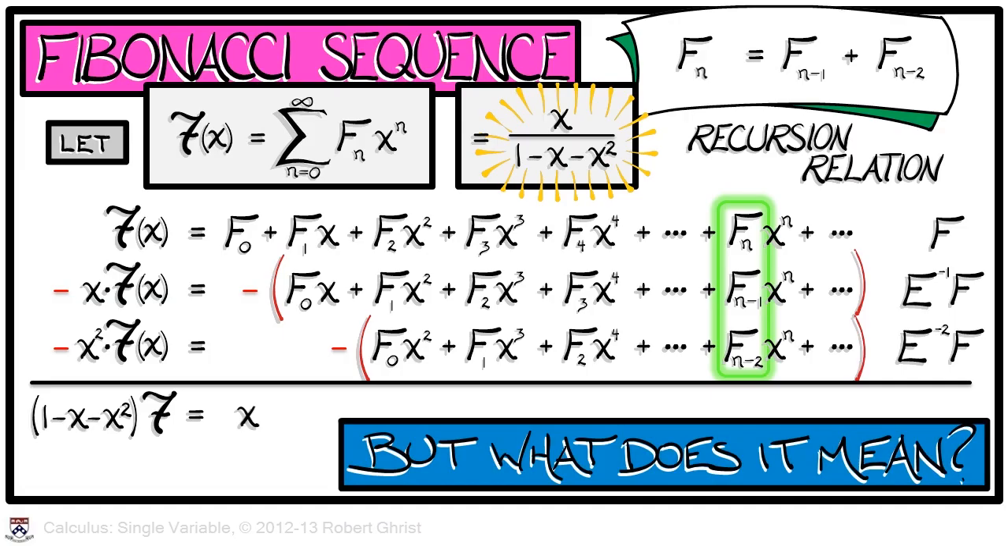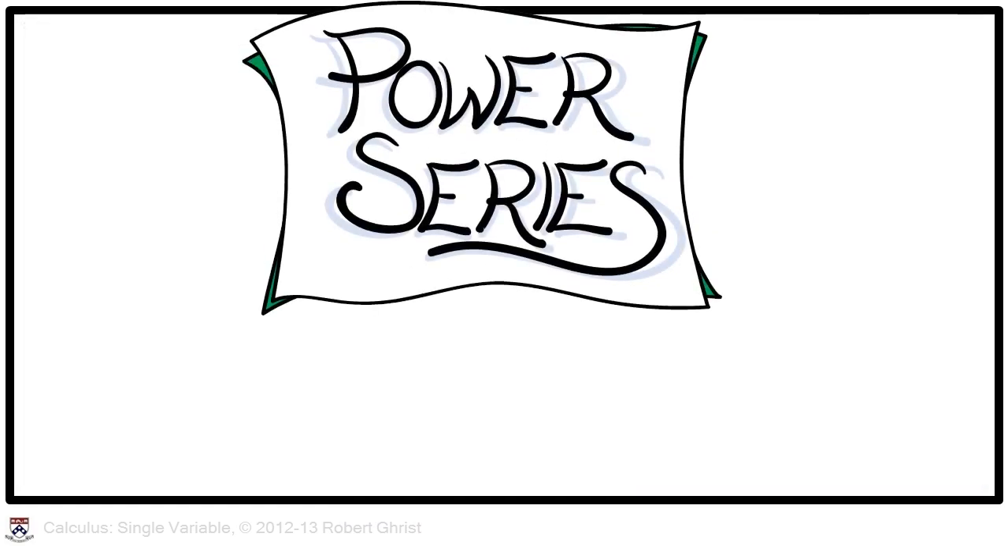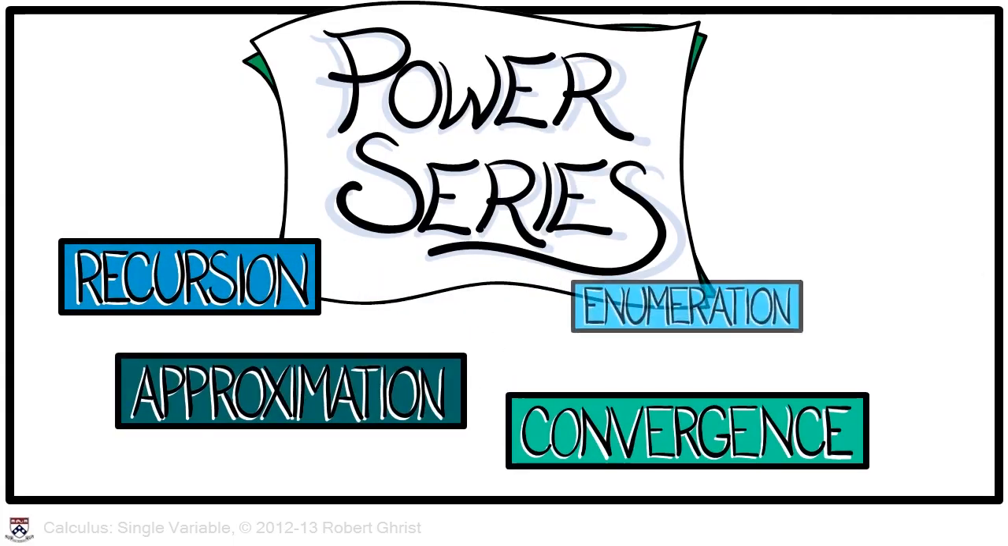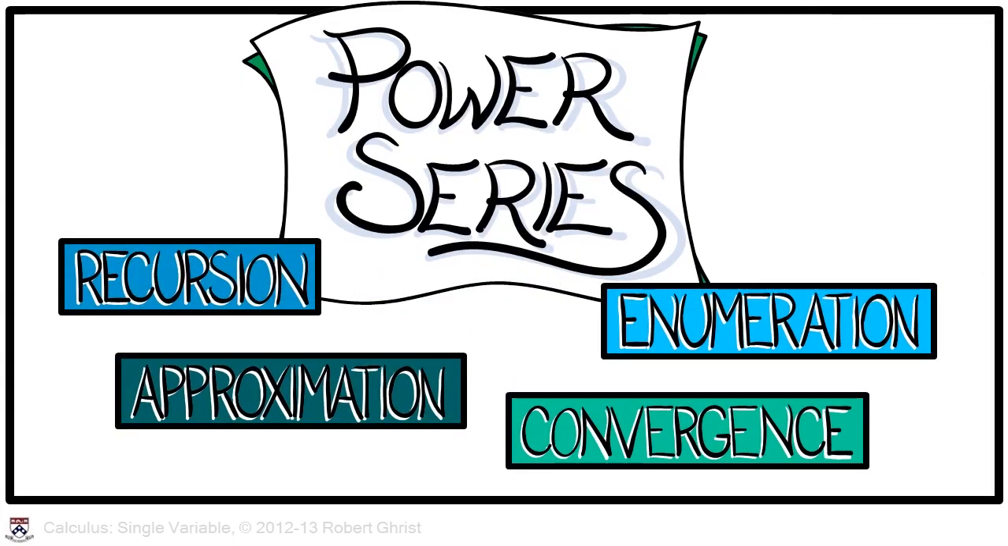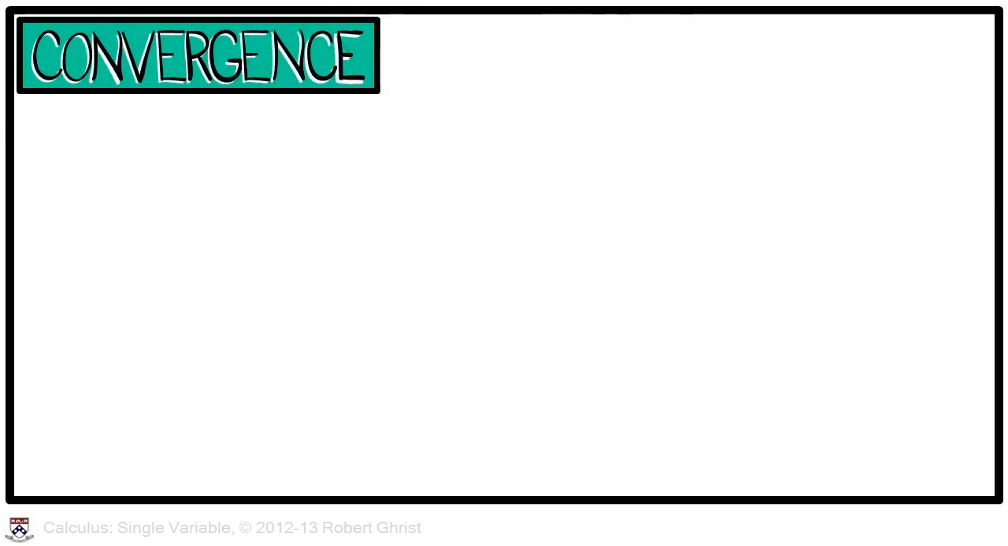Now, that's what it is, but what does it mean? What do we do with this? These functions that generate the power series have within them all sorts of interesting questions. They tie together recursive properties, enumerative properties, approximation properties, and convergence. We're going to focus on issues of convergence.